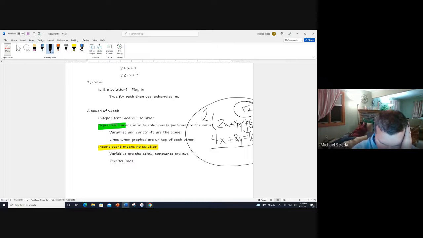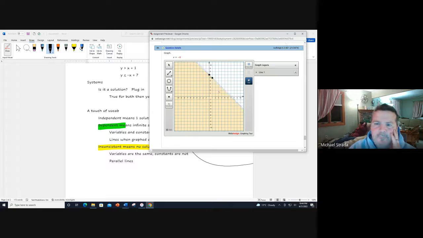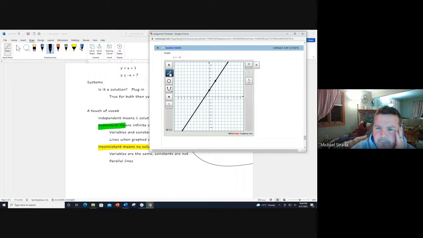So if we graph them on the graphing tool, all right, we'd have something like this. So let's say, all right, oh boy. All right. And then it went up 3 and over 2. All right. And let's say we start down here at -2. So we'll do that. And I'll go up 3, 1, 2, 3, and over 2. Boom. You'll notice the two lines are exactly the same. Okay. So that's what we mean.